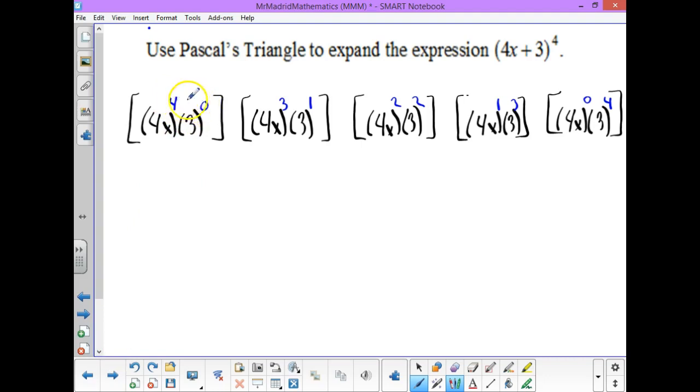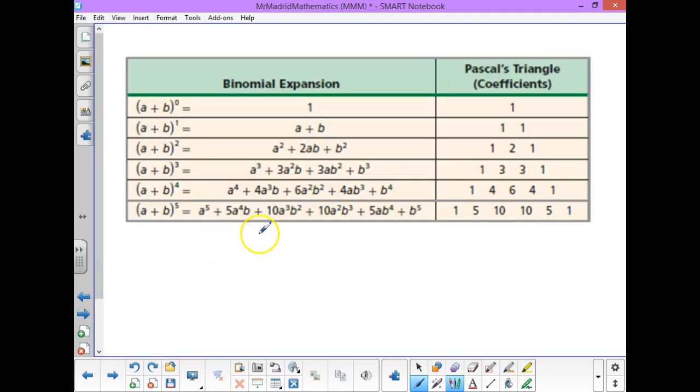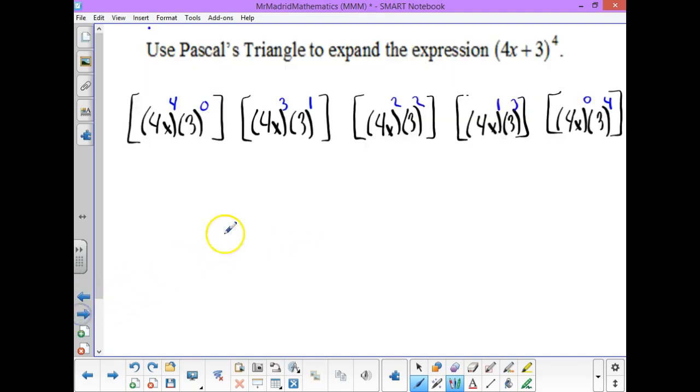Now as you can see, I've got everything organized. The only thing I'm missing are the coefficients themselves. So let me take a peek over here. For a binomial expansion of fourth degree, we've got the following coefficients: 1, 4, 6, 4, 1. So I'm going to introduce that: 1, 4, 6, 4, 1.